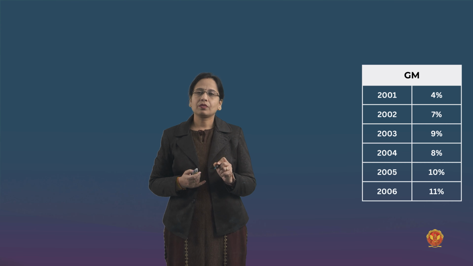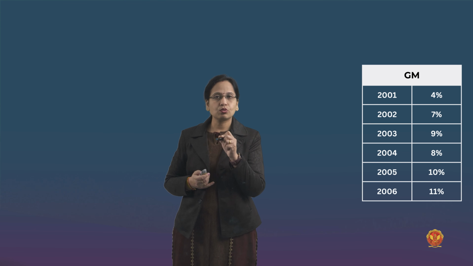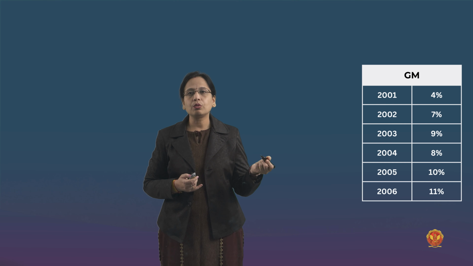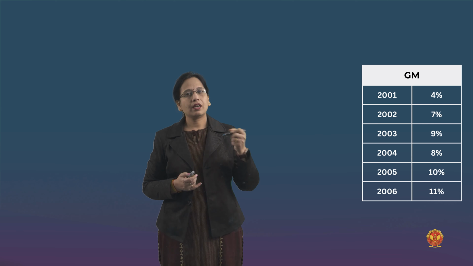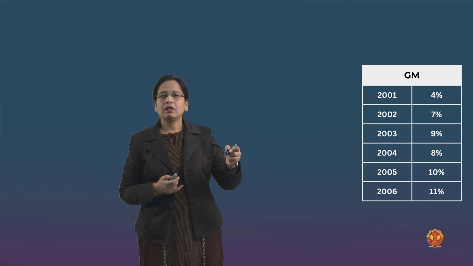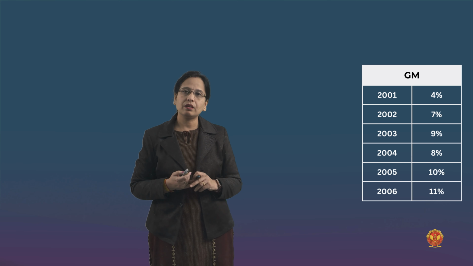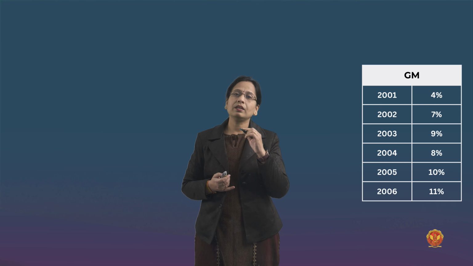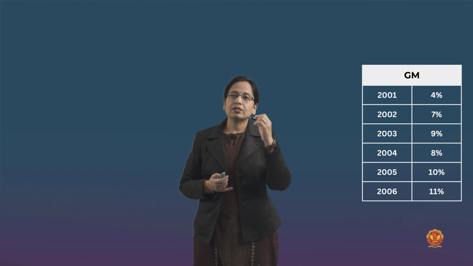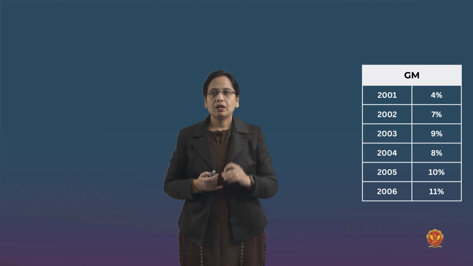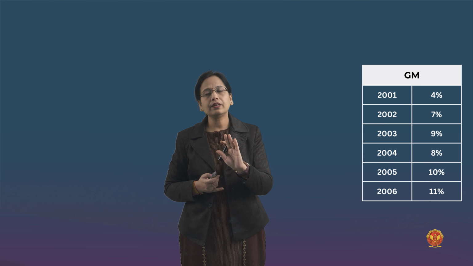Let us have the numerical on how to calculate the geometric mean. We talked about where it is used: mostly to find out the net growth rate, net change in the interest rate, net change in a particular growth factor. These types of numericals are dealt with using the geometric mean. The numerical on the screen talks about the growth rate over 6 years of a company. 2001, 2002, the growth was 4%, 7%, and you have been asked to find the average net growth rate of this particular company.